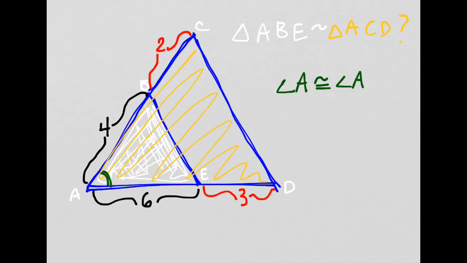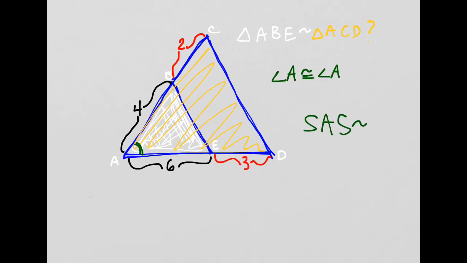So I actually have one angle, which means I can't use the angle postulate. I don't have two angles. So I am down to just one choice, side, angle, side. Let's see if this is true. So here's one of my sides, and here's my other side.